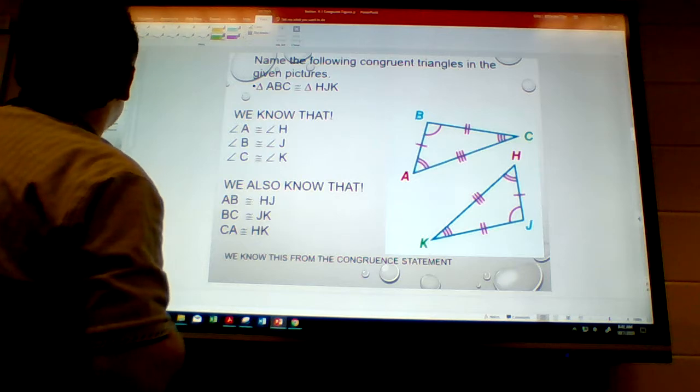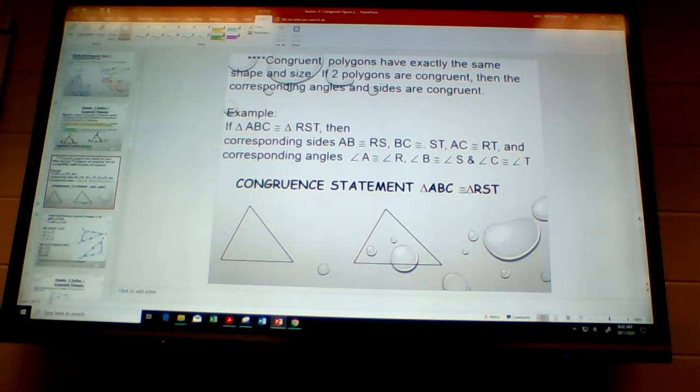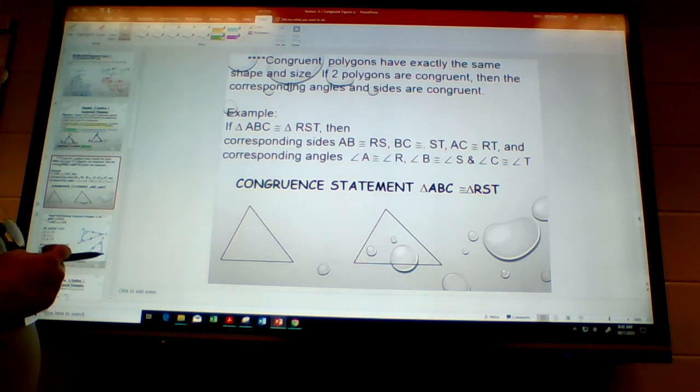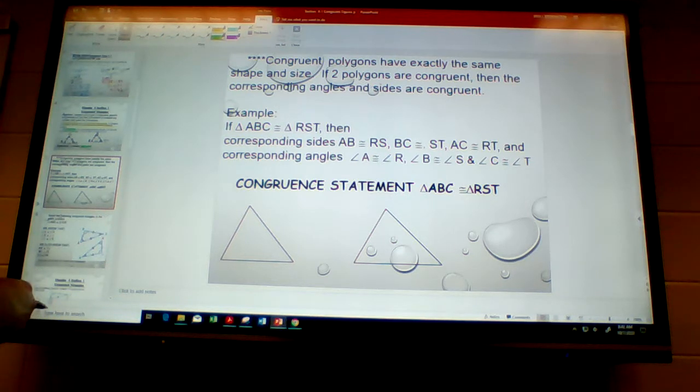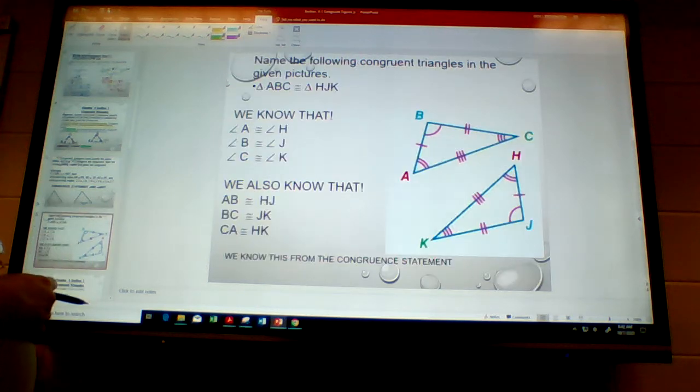All right. Now, it says congruent polygons have the same shape and size. If two polygons are congruent, then the corresponding angles and corresponding sides are congruent. And we just talked about that a moment ago on the previous slide. All right. Now, let's look at the following. Name the following congruences in the given triangles.